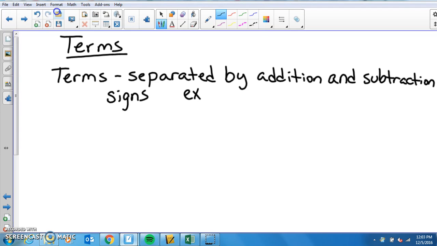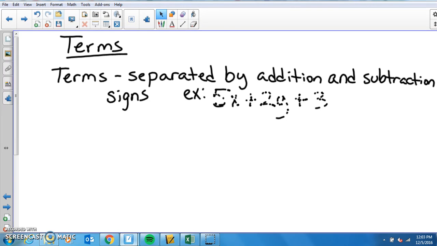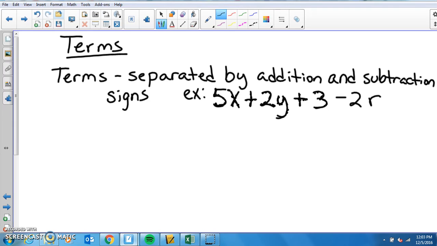So for example, if I have 5x plus 2y plus 3. My board's kind of messing up, so let me restart my board real quick. If you'll give me just a minute. All right, so let's try this again. We have 5x plus 2y plus 3. All right, what you'll notice, let me go ahead and put a minus 2r. You'll notice I have 5x plus 2y plus 3 minus 2r.